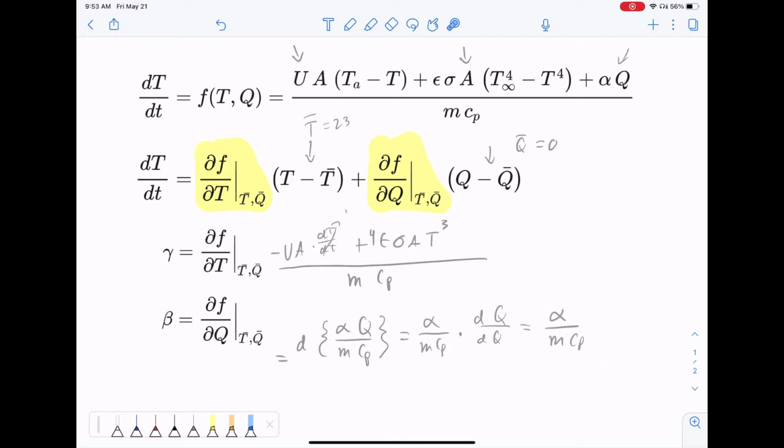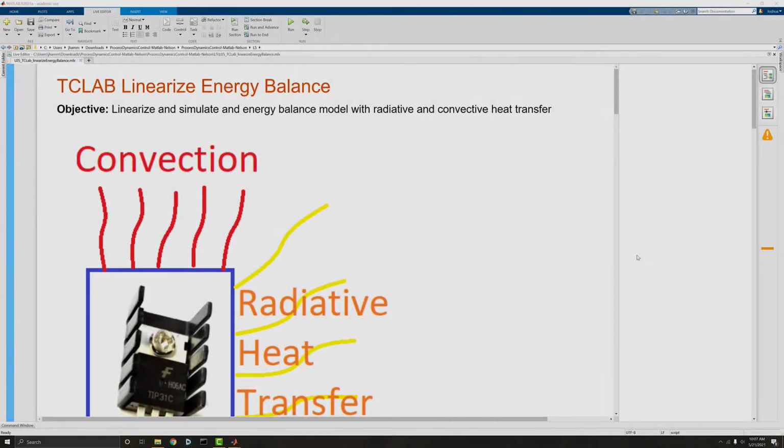The derivative with respect to temperature is just slightly more complicated. The derivative of this term is going to be negative UA, and the derivative of this term right here is going to be negative 4. I didn't realize I didn't include that negative. Negative 4 times T to the third times these constants right here. So there are the terms. Let's look at now how we plug that into the temperature control lab module.